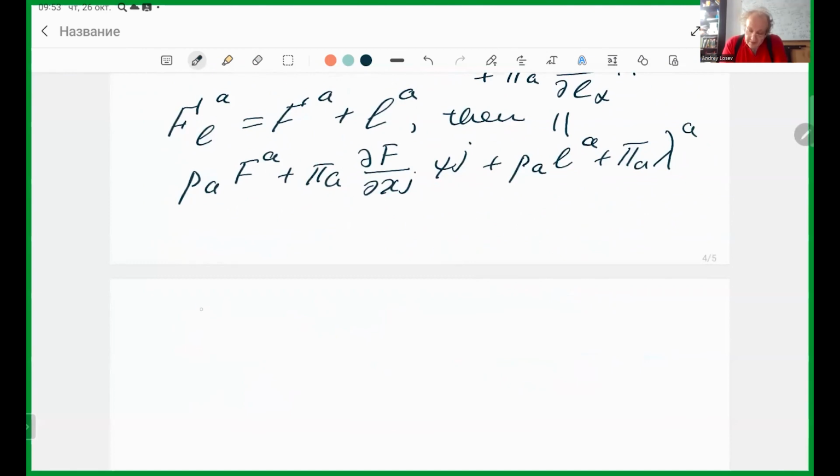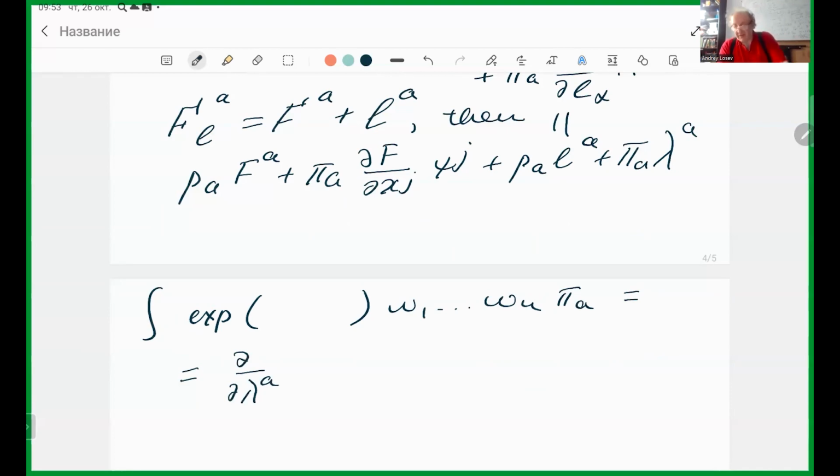So we see that our old exponential, omega 1, omega n integral pi a is nothing but the derivative with respect to lambda a of what? Of the integral over n lambda L lambda of omega 1 omega n.